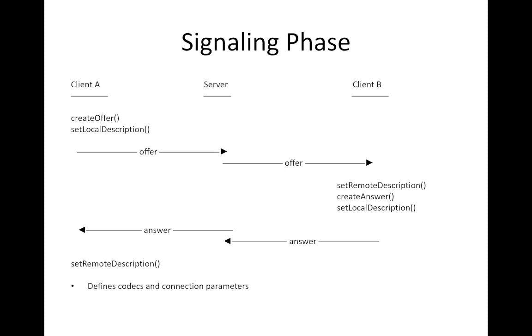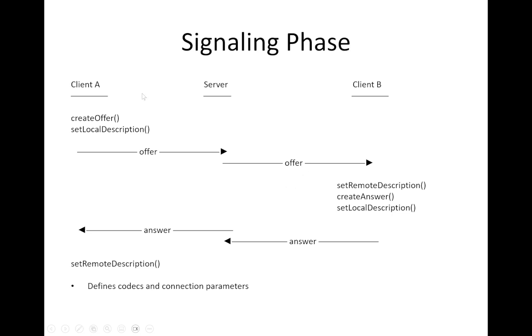The first is the signaling phase. How do these clients connect? Say client A first creates an offer. It sets the local description. It basically defines the codecs and connection parameters. The offer goes to the server, and the server sends it to the other client, which sets the remote description.